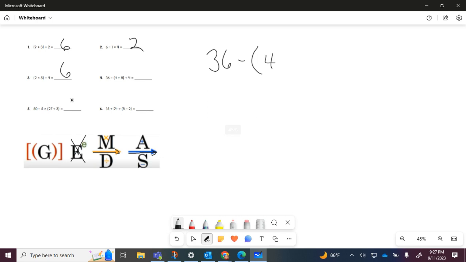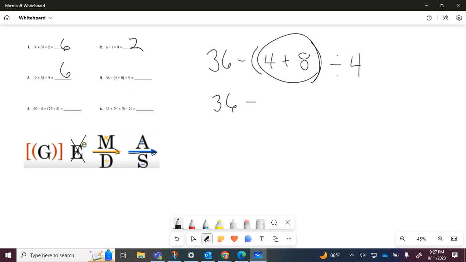All right, 36 minus parentheses 4 plus 8, and then divided by 4. So here again, groups, always the groups first. So I'm working right here. 4 plus 8 would be 12. So I'm going to bring everything else down.